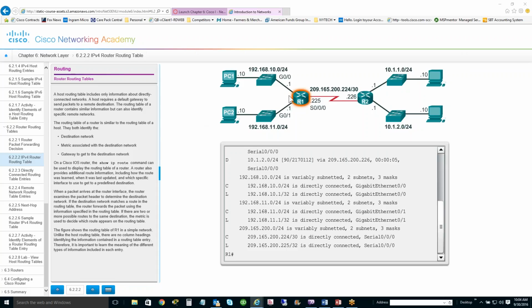So as I said, as traffic hits these routers, whichever direction it comes through, that router is making a decision on what interface to send that packet out based on this routing table.